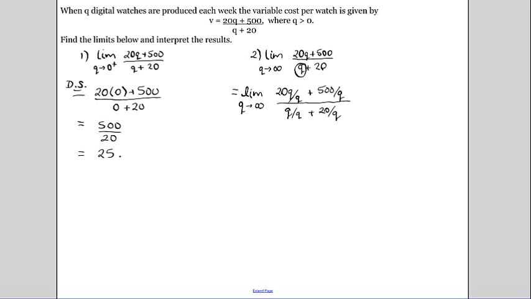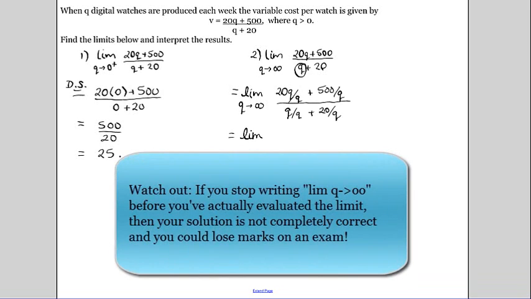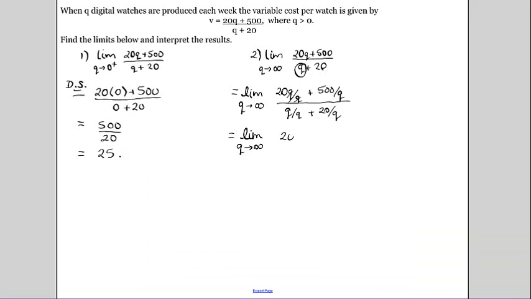Notice that I wrote limit because we haven't evaluated it yet. Now in this step we're going to simplify. Those Q's cancel out. Q divided by Q is 1, so we're just left with 20. 500 over Q doesn't reduce. And in the bottom, Q divided by Q is 1, plus 20 divided by Q. That term doesn't reduce either.